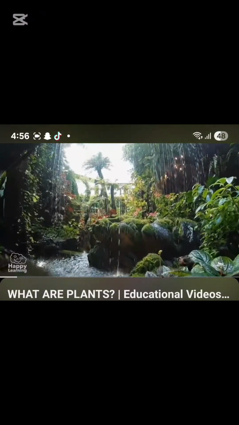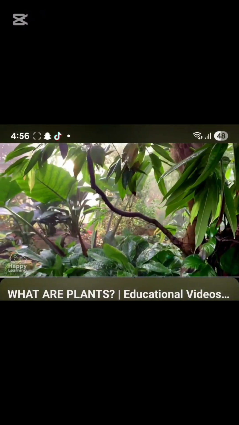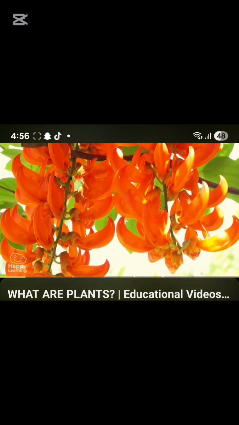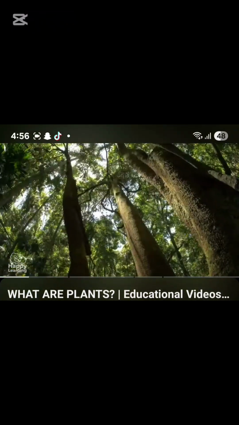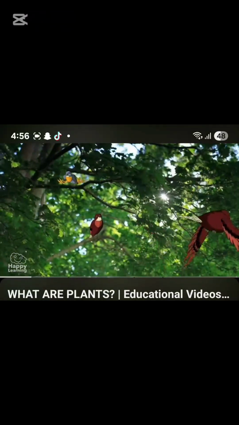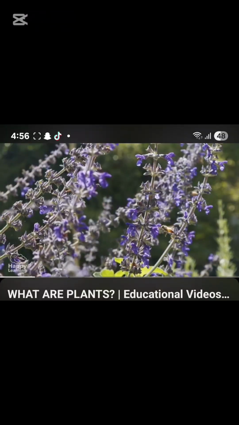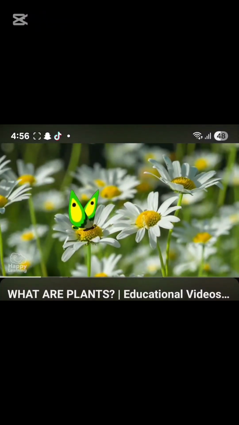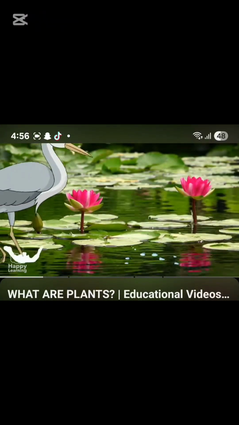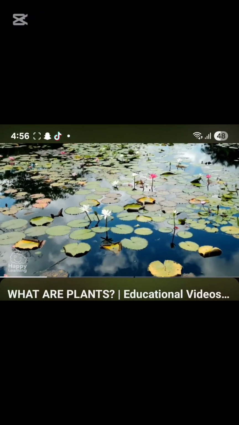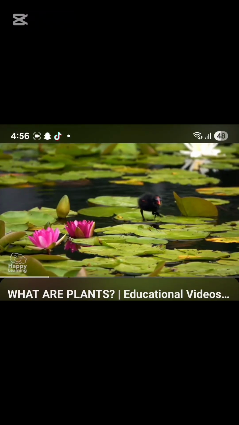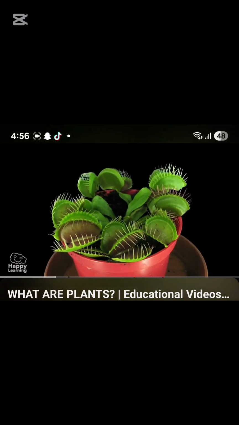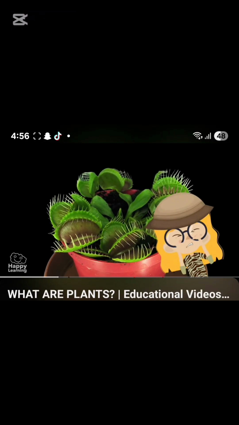Look! There's so many plants. There's masses of them. And of all shapes and colors. There are some big ones like these trees. Tiny ones like these daisies. Aquatic ones like these water lilies, which act as a bridge. And carnivorous ones like these that look like they have a mouth.